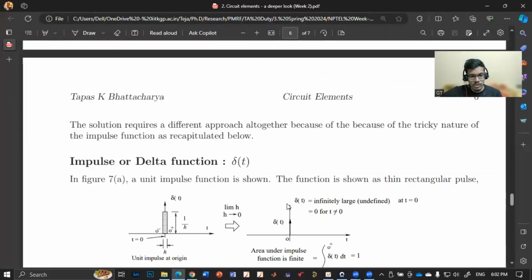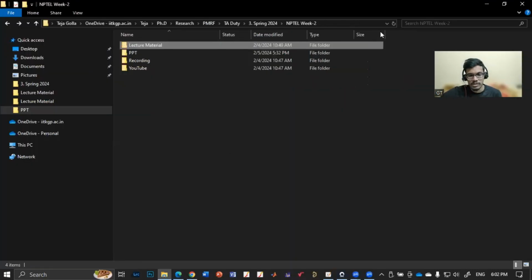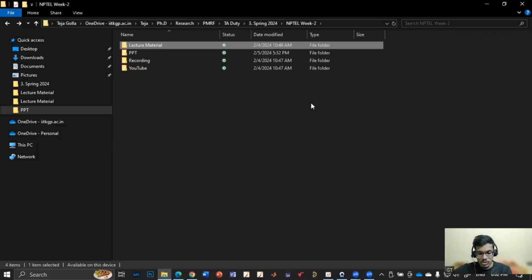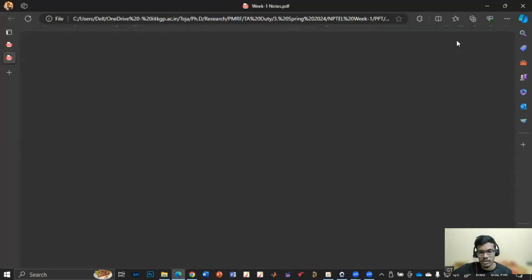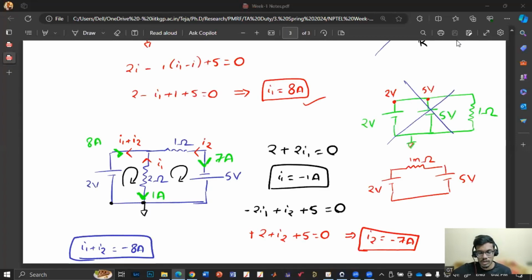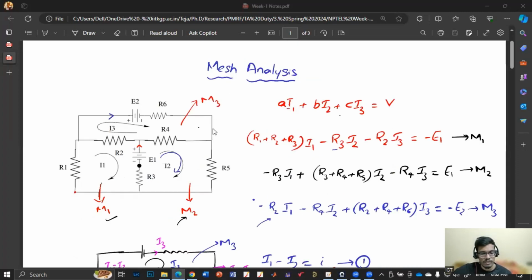Before we go into week 2, I would like to revise what we have covered in week 1. So let me go back to the week 1 notes. In week 1, we started with mesh analysis. We discussed how to write the equations using mesh analysis. We considered this example and wrote 3 equations, and then we discussed that we can solve these 3 equations to get the 3 unknowns, and later, depending upon the question asked, we can find any voltage or any power dissipated in any element.